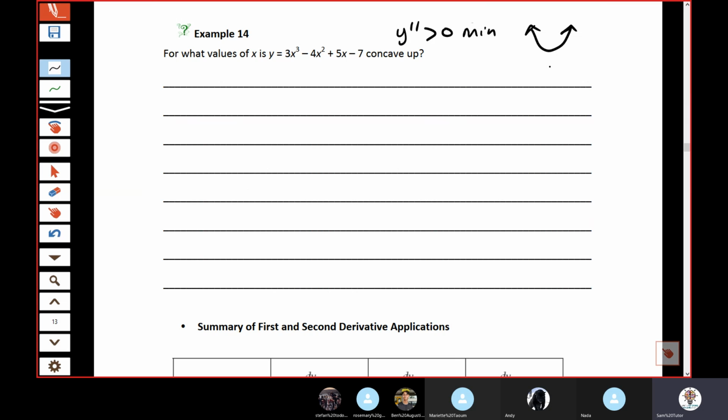That's what I want to hear when I say concave up. Not so much that it's a minimum, it's more that y double dash less than 0, y double dash greater than 0. What's the point of inflection? Y double dash equals 0, stationary point, blah, blah, blah. You need to know it like that. All right, all good. For what values?